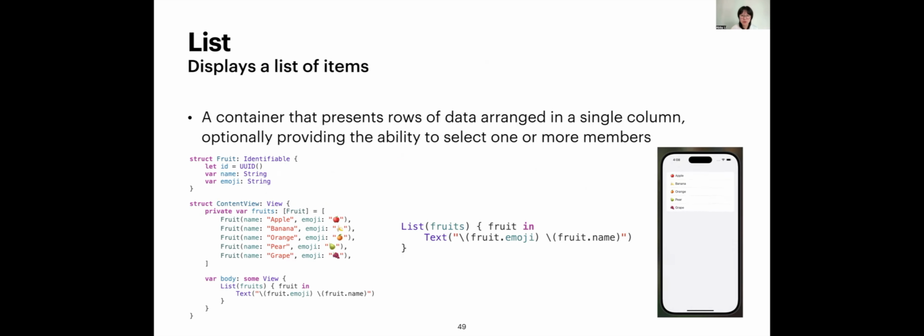You pass in your data, and a closure to create each row. But this gives you the familiar iOS table view look with separators and scroll behavior automatically.